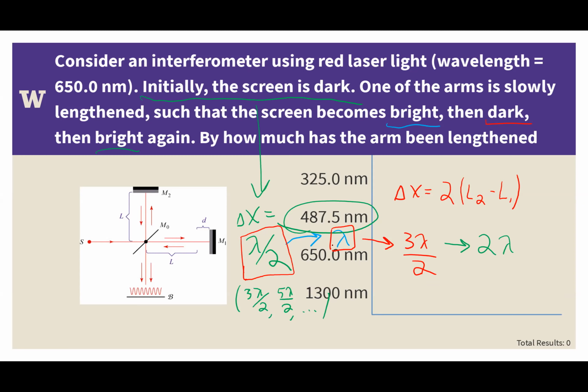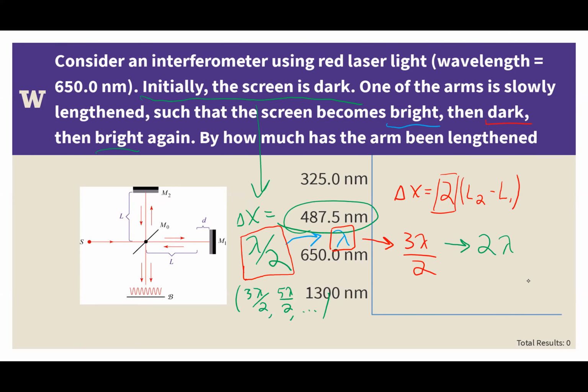So 3/2 the wavelength gives me the amount the one light has gone on a longer journey. But I also have this factor of 2, where lengthening the arm, the path difference is double whatever I change the length of the arm by. So I don't just take 3/2 of the wavelength, I have to divide that by 2. So I arrive at 487.5 nanometers as the amount that I've moved one of these mirrors.